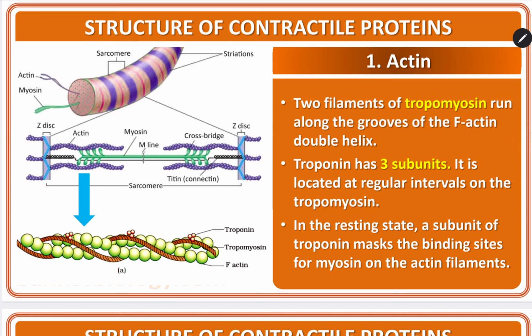Next, two filaments of tropomyosin run along the grooves of the F actin double helix. Troponin has 3 subunits. It is located at regular intervals on the tropomyosin. In the resting state, a subunit of troponin masks the binding site for myosin on the actin filament.